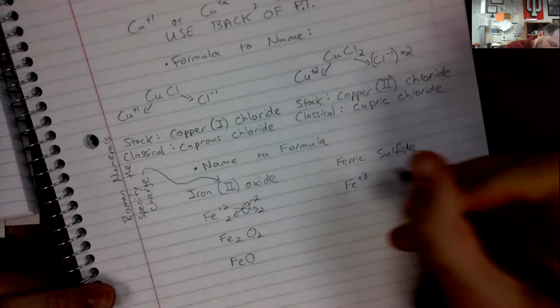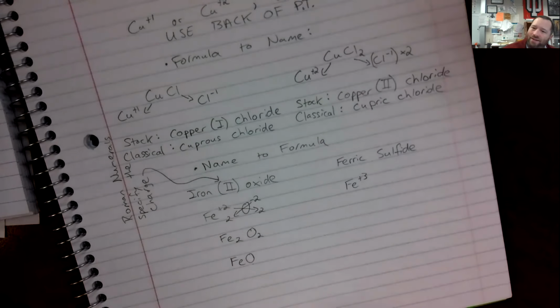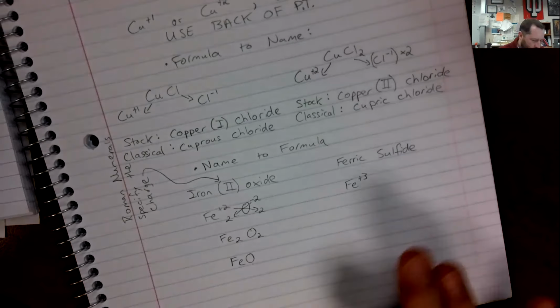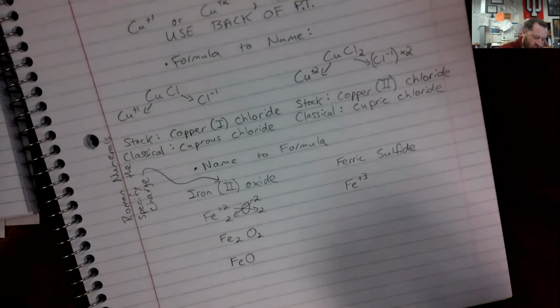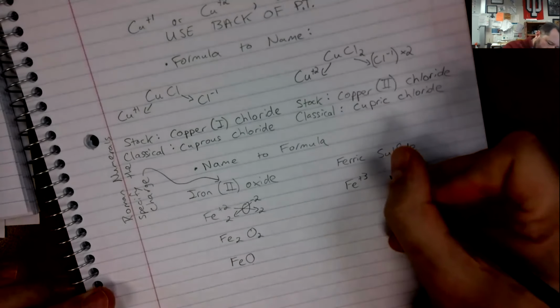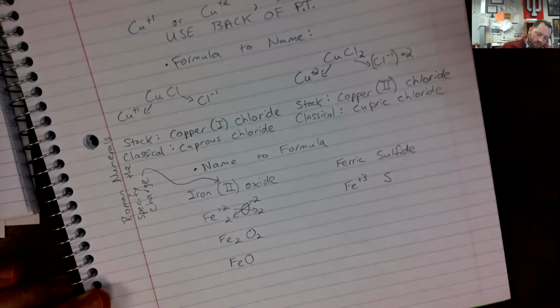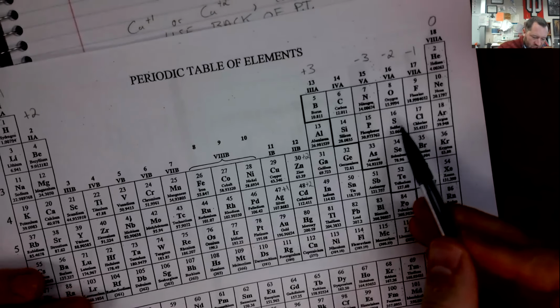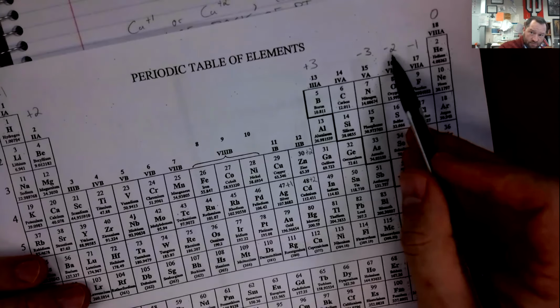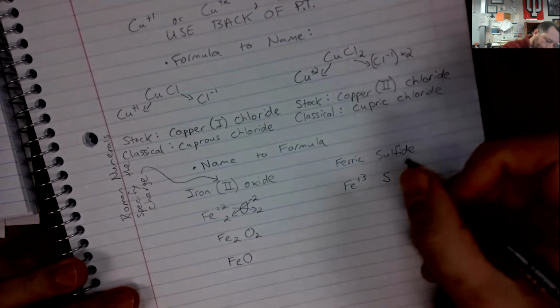And again, it doesn't come to you all the time, all that quick. Just slow down. Take it easy. The more you practice, the more you see it, the better the hang of it you're going to get. Ferric is iron plus 3. Sulfide. Well, let's double check. Sulfide sounds like sulfur. It is just the ion version of it. Negative 2 charge.